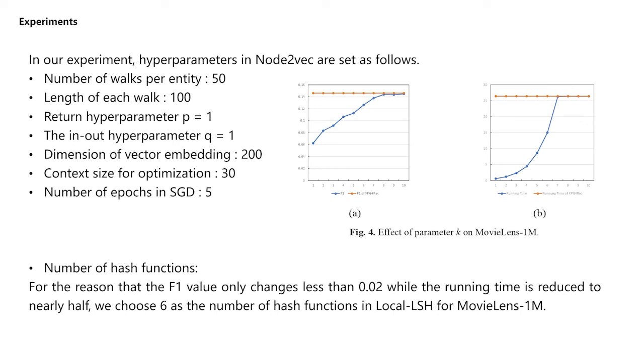For the reason that the F1 value only decreases by less than 0.02, where the running time is reduced to nearly half, we chose 6 as the number of hash functions in local LSH for MovieLens 1 million. For KPG4Rec with global LSH, we chose 4 as the value of K, similar to MovieLens 1 million. We chose 4 and 1 respectively as the number for the dataset Last.fm.